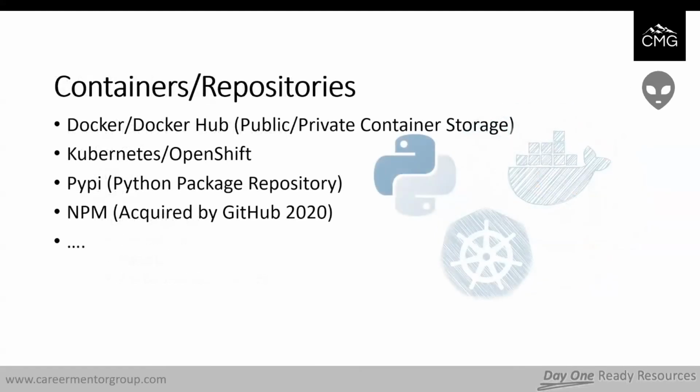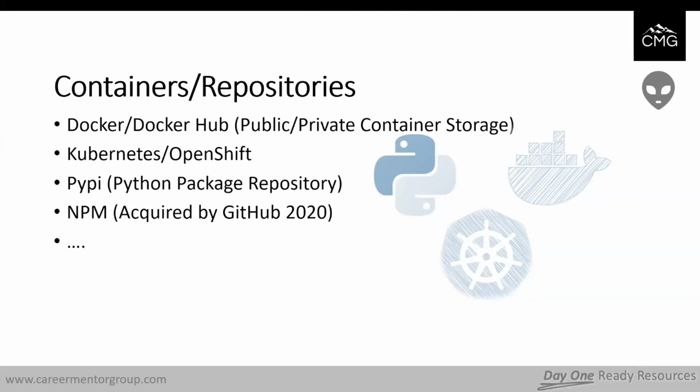From a containers and repositories perspective, Docker, Docker Hub, Kubernetes, and OpenShift. OpenShift is effectively the supported version of Kubernetes versus the open source version. Then you have repositories for Python packages or Node.js or JavaScript packages. One of the reasons this is important to understand is that if you're going to get into DevOps, you're going to use a lot of containers.